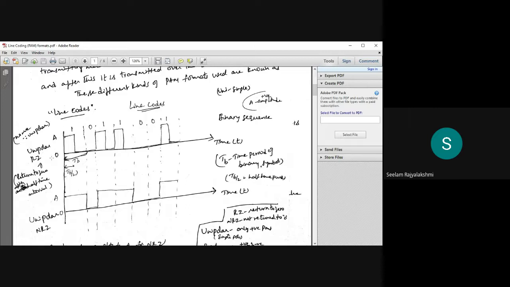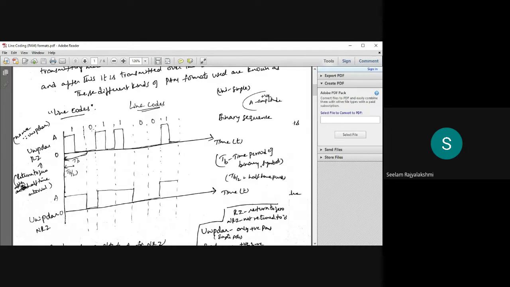In the name itself we have unipolar return to zero and unipolar not return to zero. First let us see the unipolar return to zero. Here we have the symbol 1. The pulse starts from A, and at half time period it automatically returns to 0.